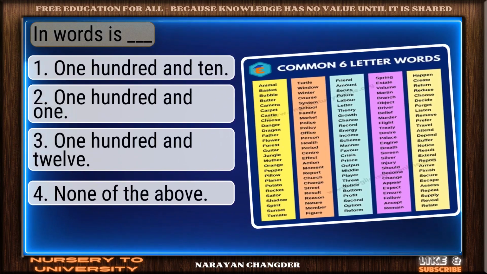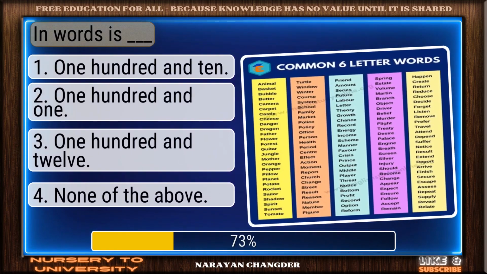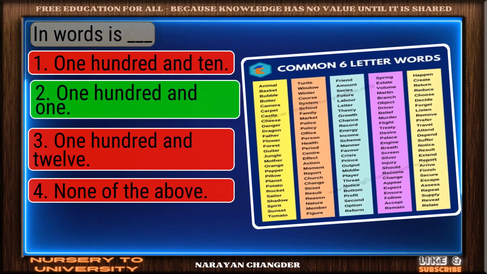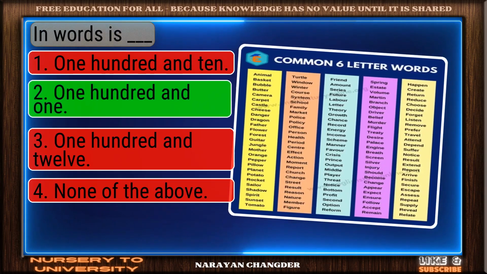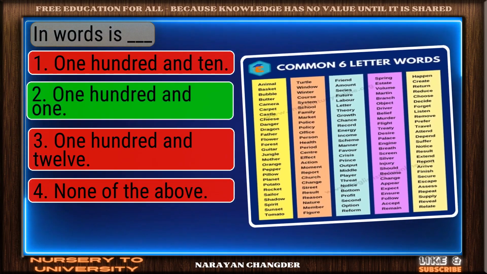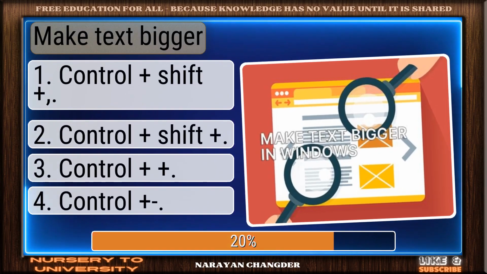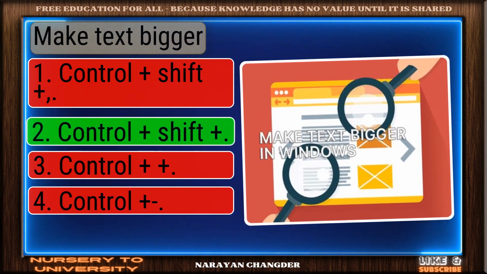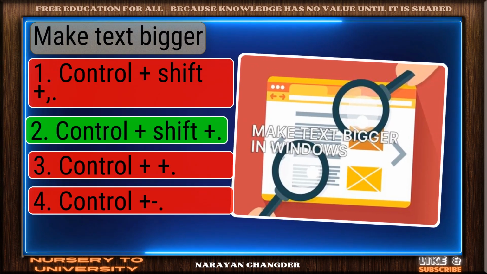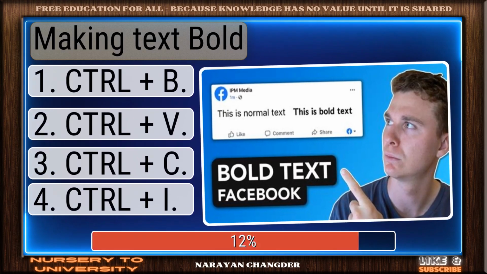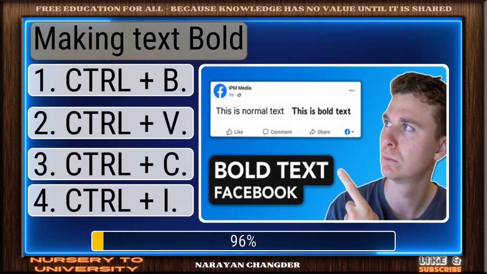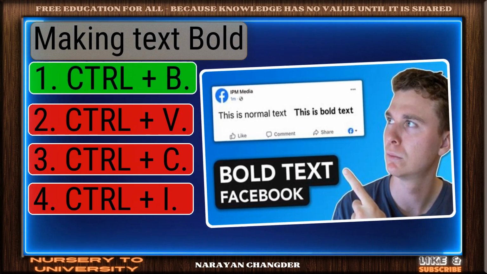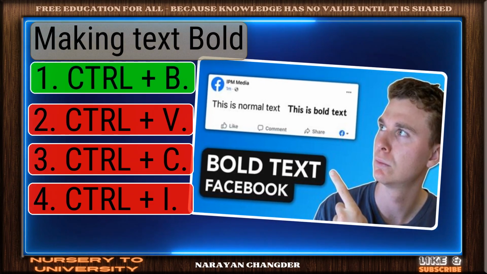In words, dash. Smart pick. 101 is the correct choice. Make text bigger. Solid response. Ctrl plus Shift plus plus is a valid choice. Making text bold. Right again. Ctrl plus B is a valid answer.